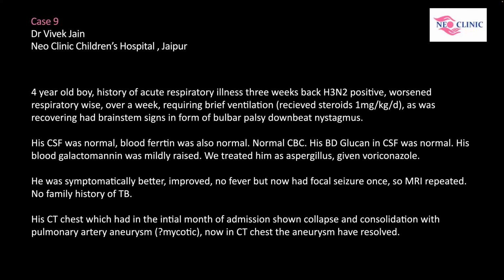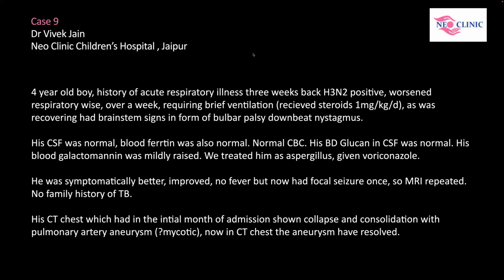Yeah. So this is a case we discussed a month back. So just to summarize the history, it's a long history now, 3 months of illness. This child was completely well before, and mid-September, he had an acute respiratory illness, which was H3N2 positive. And over a week, he worsened. He had brief ventilation, and they also had to give a brief period of steroid, and then he improved.